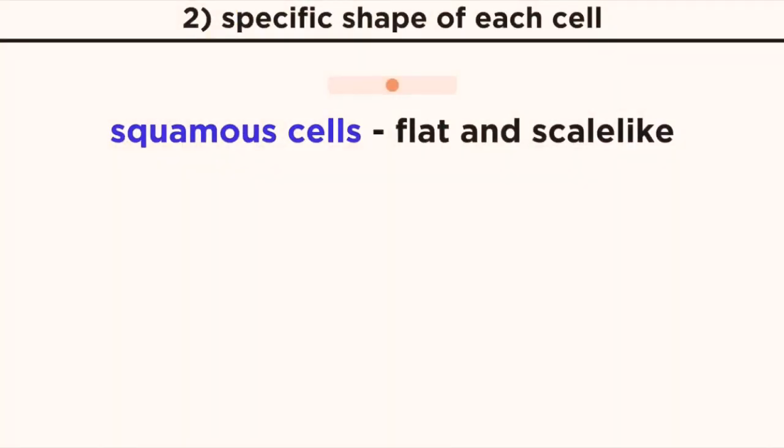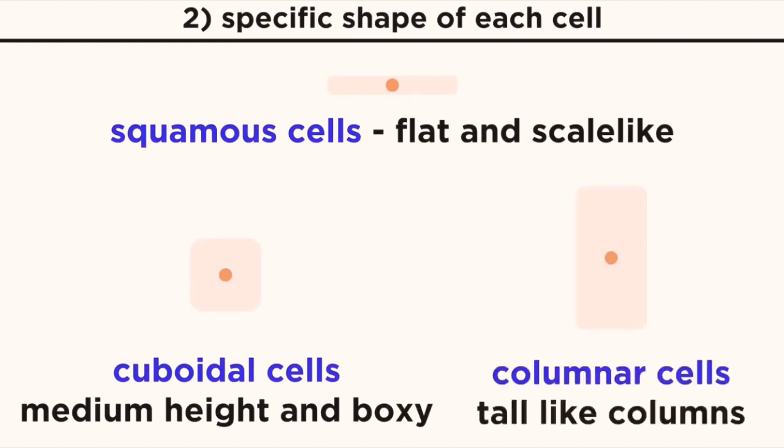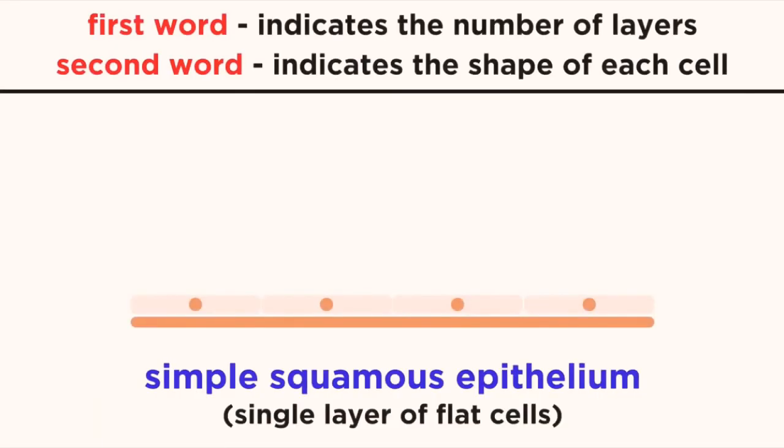Squamous cells are very flat and scale-like. Cuboidal cells are boxy and medium height. Columnar cells are very tall, like columns. Putting these two characteristics together, we will need one word to indicate the number of layers and a second word to indicate the shape of each cell in the epithelium. For example, we can have first, simple squamous epithelium, a single layer of flat cells.